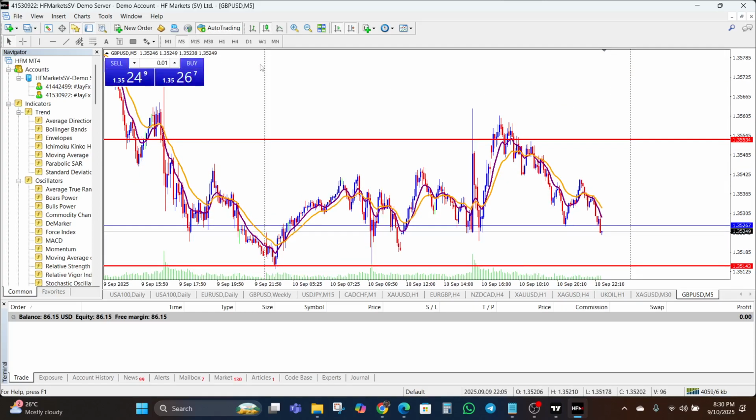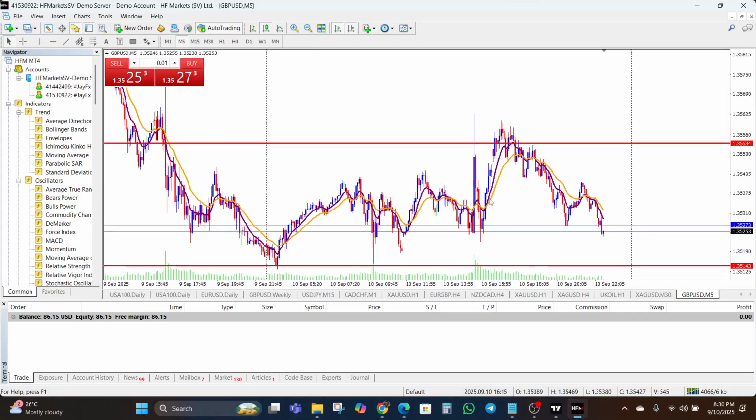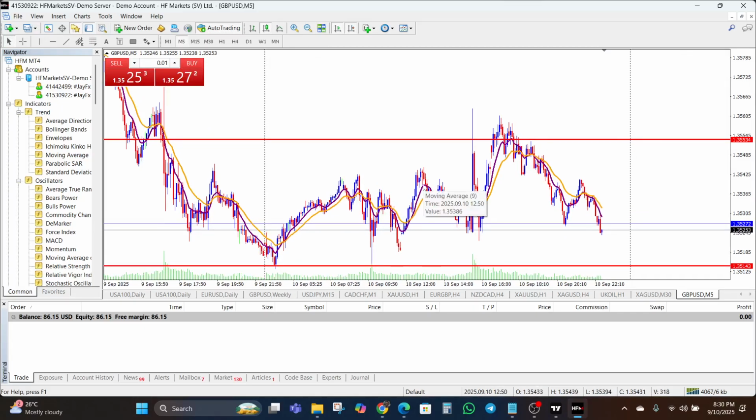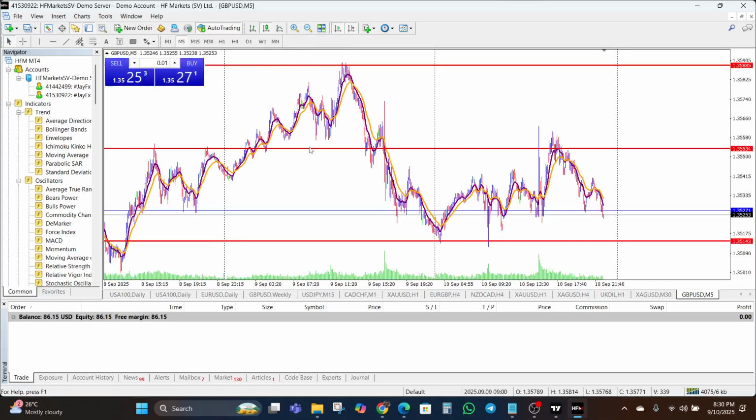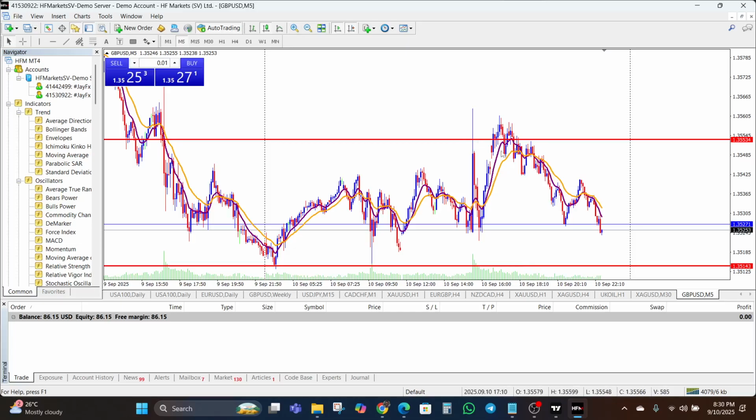Scalping requires focus and discipline. Because trades happen quickly, it is easy to overtrade or enter without proper confirmation. So you have to stick to your rules, avoid chasing the market, and take only the setups that meet your criteria.